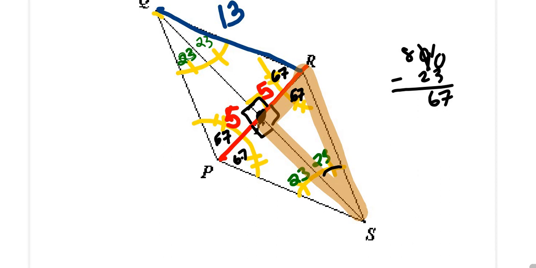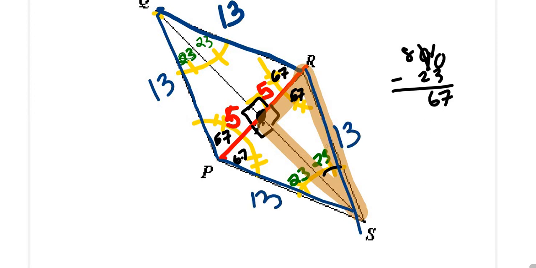What are we missing here? We're missing our side lengths. A rhombus, by definition, is a parallelogram with 4 congruent sides. So if one side is 13, we can do all of these sides are 13, because that's what makes a rhombus a rhombus. Now look very carefully. You only have one additional item that we're unable to find, and that's this length right here.